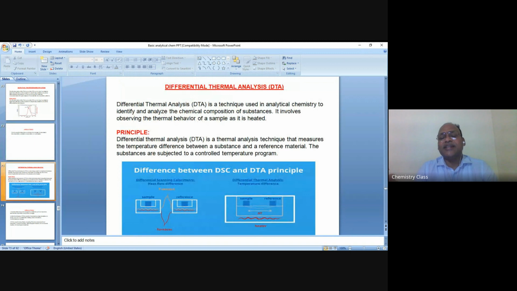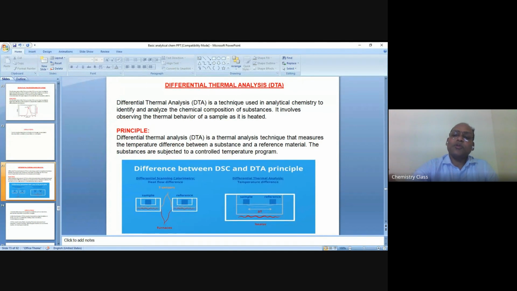differential thermal analysis, DTA. Differential thermal analysis, DTA, is a technique used in analytical chemistry to identify and analyze the chemical composition of substances. It involves observing the thermal behavior of a sample as it is heated. The principle is that differential thermal analysis is a thermal analysis technique that measures the temperature difference between a substance and a reference material. The substances are subjected to a controlled temperature program.